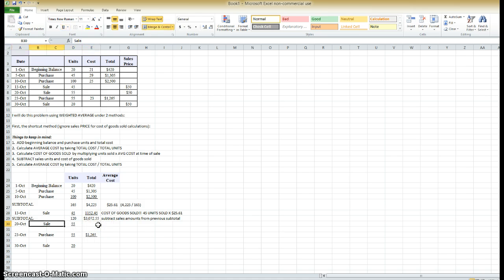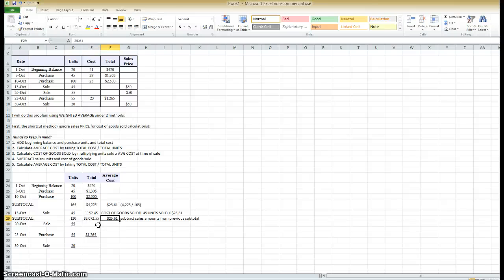Alright, now we have another sale, which means we need average cost. So we'll calculate average cost again. And we're going to get roughly the same average cost. So we'll say average cost is $25.61 because average cost is not going to change after a sale. It will only change after a purchase.